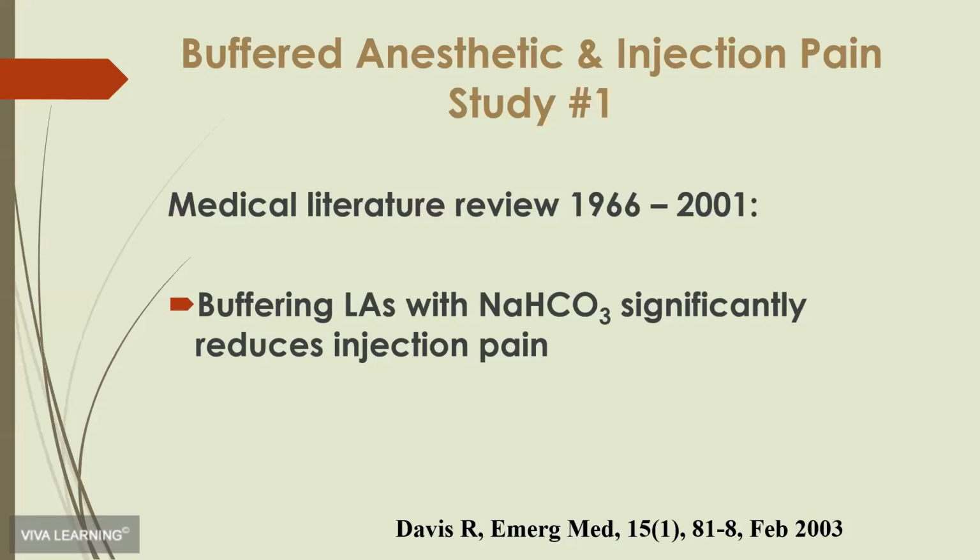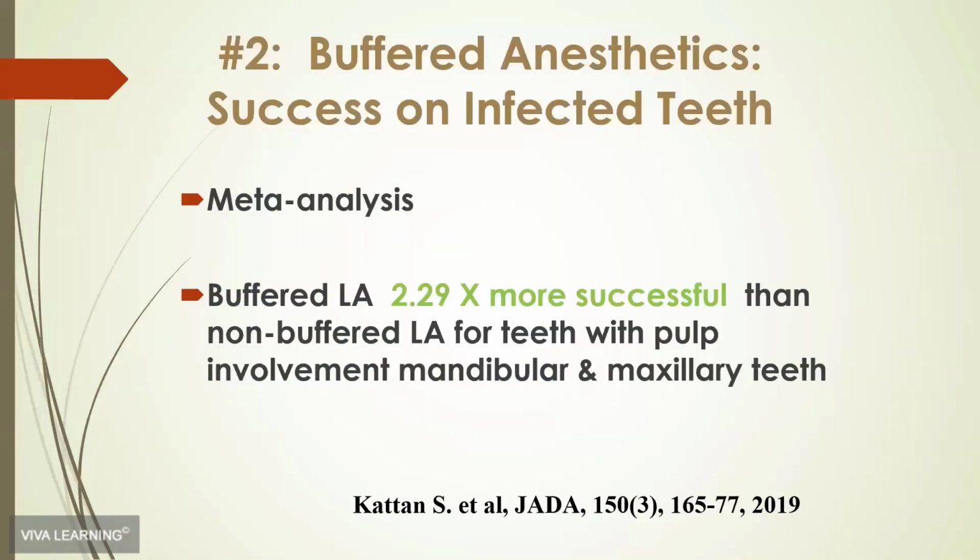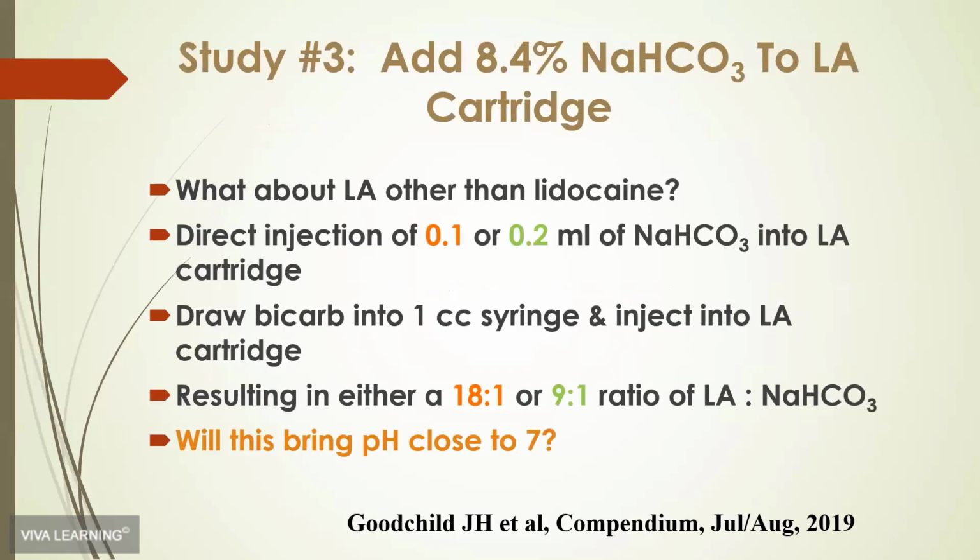So there's lots of literature that tells us that a more basic local anesthetic will hurt less. This is a meta-analysis that was done by Davis in 2003 for medical injections of local anesthetic, medical procedures. And this study showed that buffered local anesthetics hurt less. This is a dental meta-analysis, and this one said that a buffered local anesthetic is going to be 2.29 times more successful than a non-buffered local anesthetic for both mandibular and maxillary teeth.